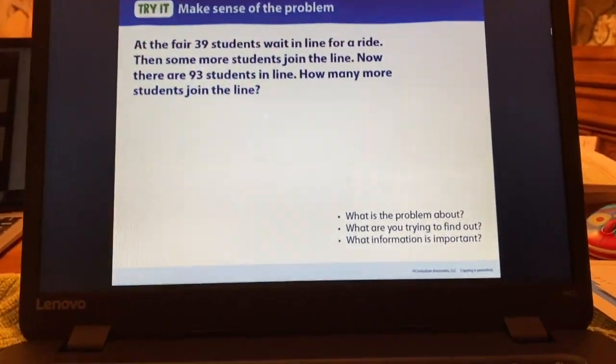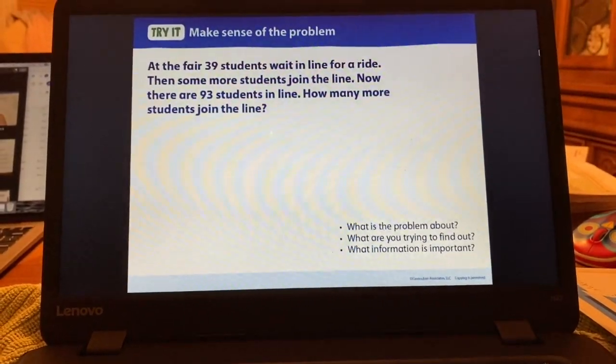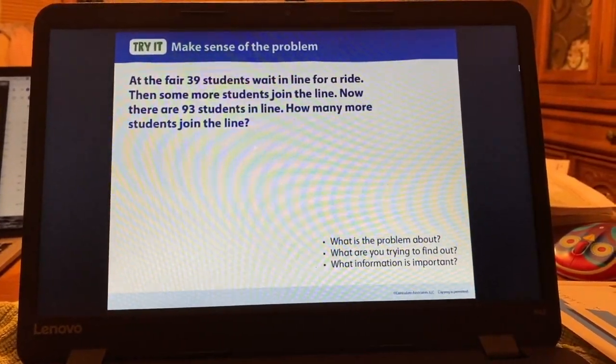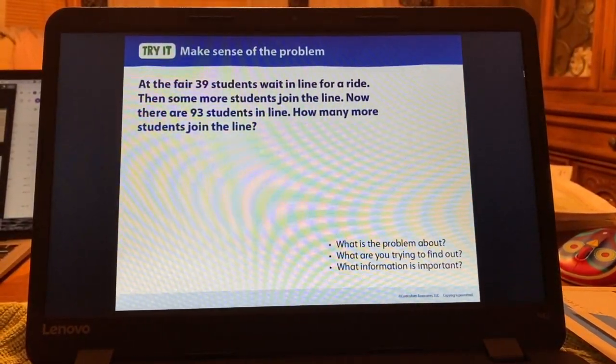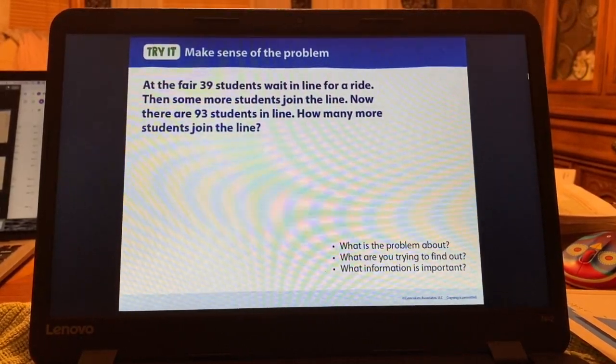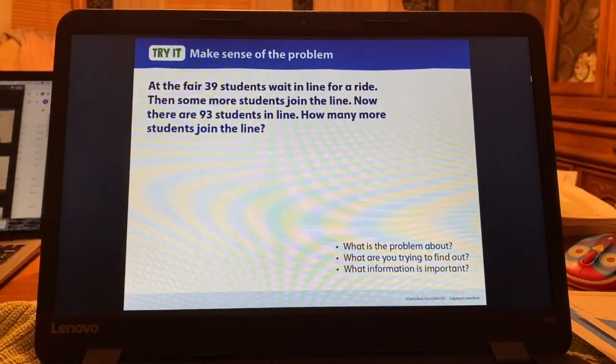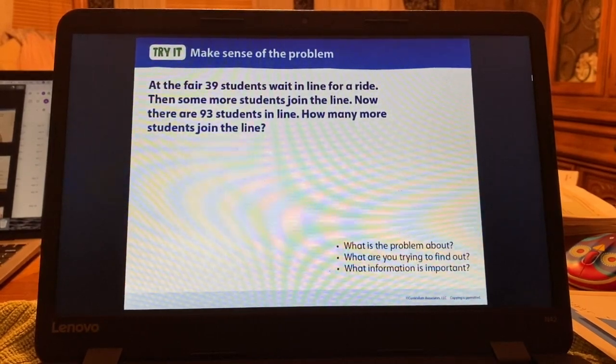Lesson 8, Session 2, page 193. The first problem says, at the fair, 39 students wait in line for a ride. Then some more students join the line. Now there are 93 students in line. How many more students join the line?